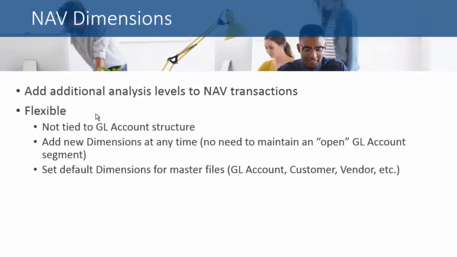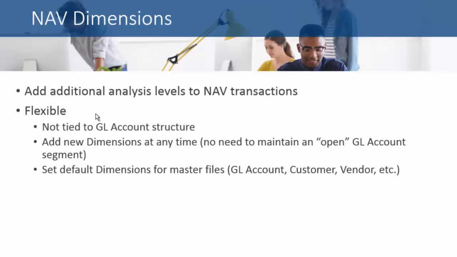What a dimension is, it provides us with the ability to add additional analysis levels to NAV transactions. It's very flexible because it's not tied to your GL account structure. You can add a new dimension anytime, and you can set default dimensions for master files. And so that means, for example, if you have default dimensions tied to a customer, those dimensions will populate the transactions for that customer automatically. So a lot of the distribution to these dimensions is happening behind the scenes.